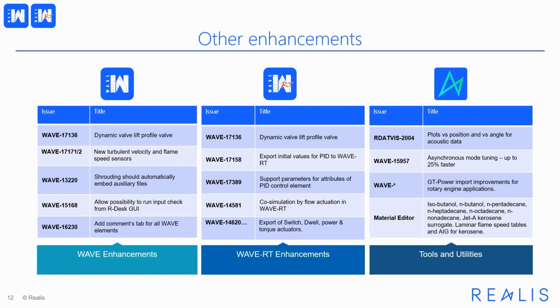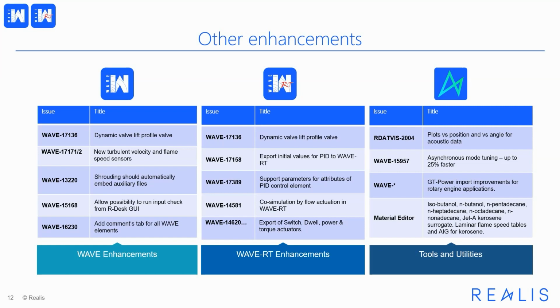Apart from the key headline features, this release is packed with other enhancements for Wave and WaveRT and accompanying tools, such as dynamic valve width profiles available in both Wave and WaveRT, allowing easy specification of the valve lift profiles as a function of RPM. New turbulent velocity and flame speed sensors available in both Wave and WaveRT allow easy analysis of predictive combustion model behavior and gaining deeper understanding of the engine combustion process.